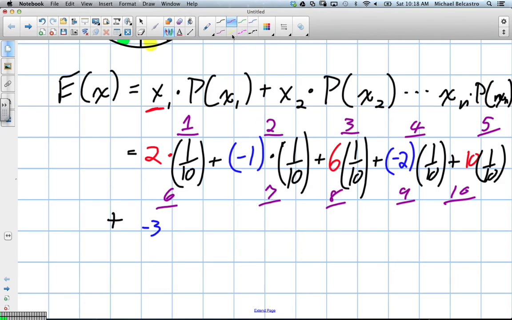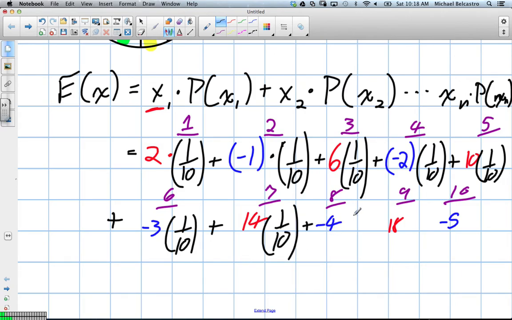For 7, forward or backwards? Forward. How many? 14. Yeah. 8? Backwards 4. Yeah. 9? Forward 18. Yeah. And 10, backwards 5. Backwards 5. And the probability of all of these is still a 10th, right? So there's a lot of fractions. We might want to take a calculator out here to go through this.